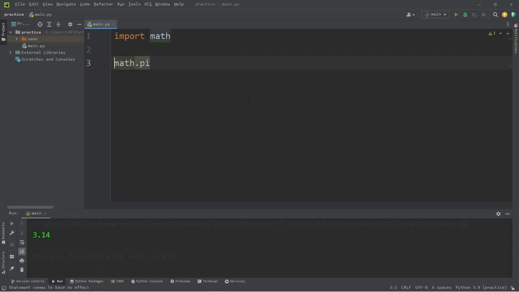And I'm just going to print this. Print math.pi. The value of pi is 3.14159 and a bunch of digits that come after.